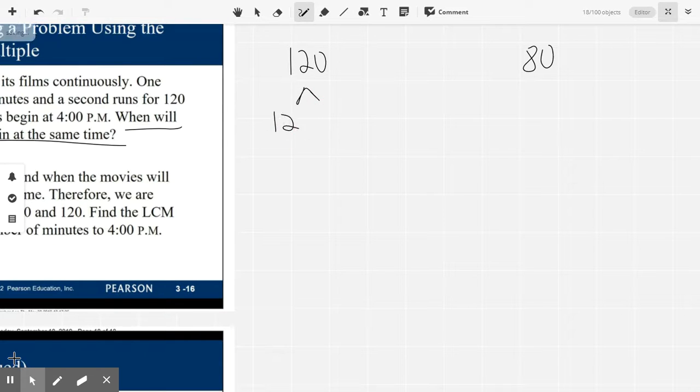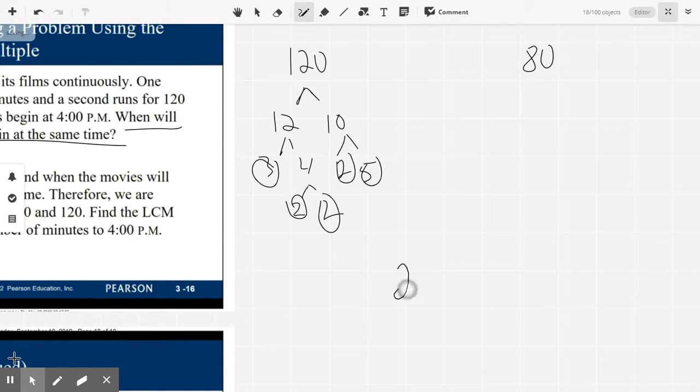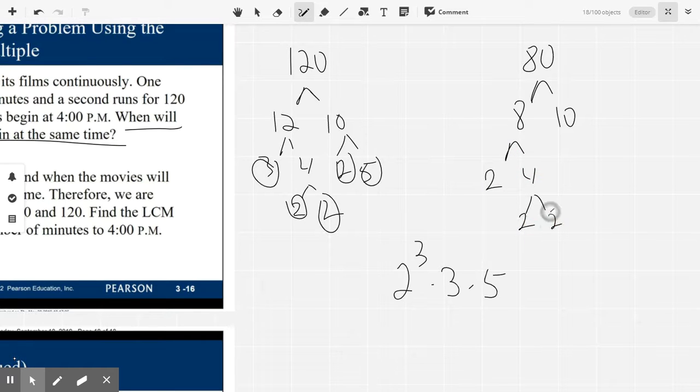So 120 is 12 times 10, 3 times 4, 2 times 2. Prime number, prime number, prime number, 2 times 5, prime number, prime number. So there's 3 2s, a 3, and a 5. 80 is 8 times 10, 2 times 4, 2 times 2. My 2's are prime, 2 times 5. So there's 4 2s times a 5 there.